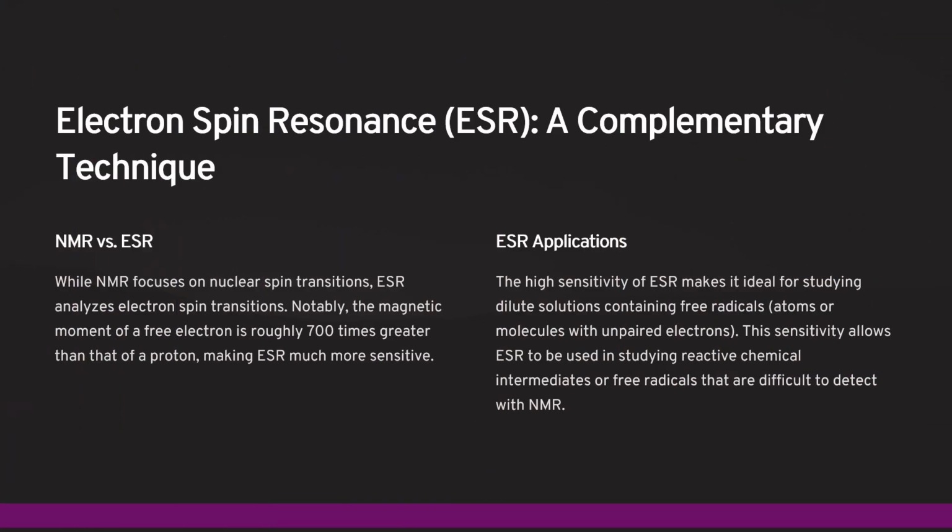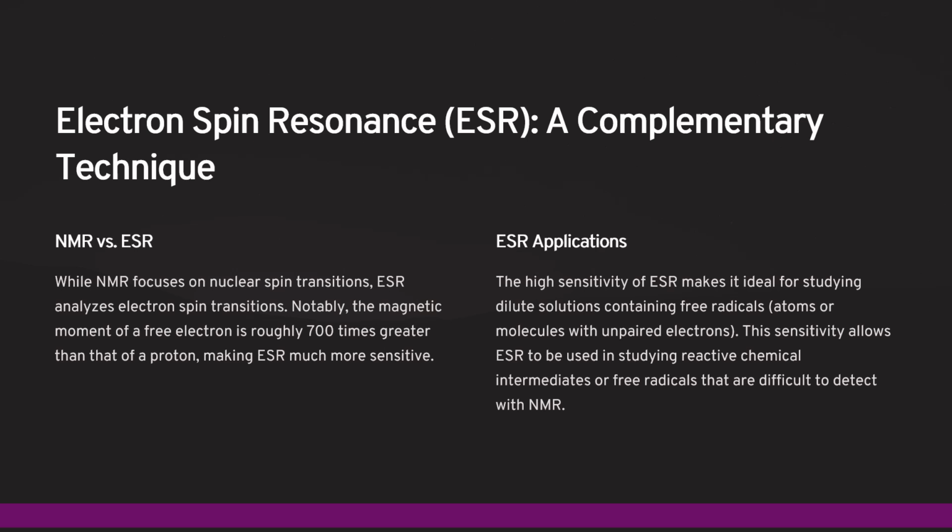Next, let's explore electron spin resonance, ESR, a technique that complements NMR. While NMR focuses on nuclear spin transitions, ESR analyzes electron spin transitions. A key difference between the two techniques is that the magnetic moment of a free electron is about 700 times greater than that of a proton. This large magnetic moment makes ESR significantly more sensitive than NMR, allowing it to detect even very small amounts of free radicals or other unpaired electrons.